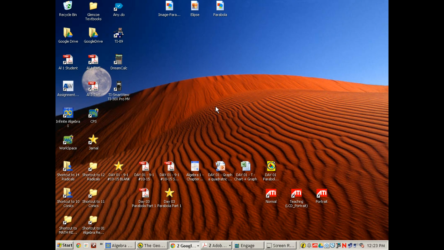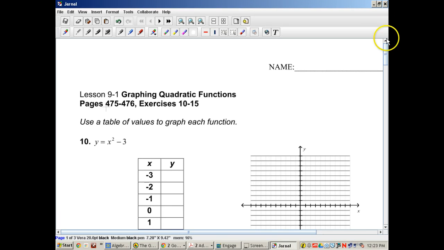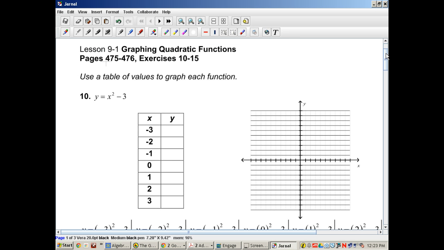Here's what I'm going to pass out to you right now. Now these are actually from the book, so even though it's a worksheet technically, they're the exact same problems from the book, so you can go to 9-1 and check your answers, at least the odds.